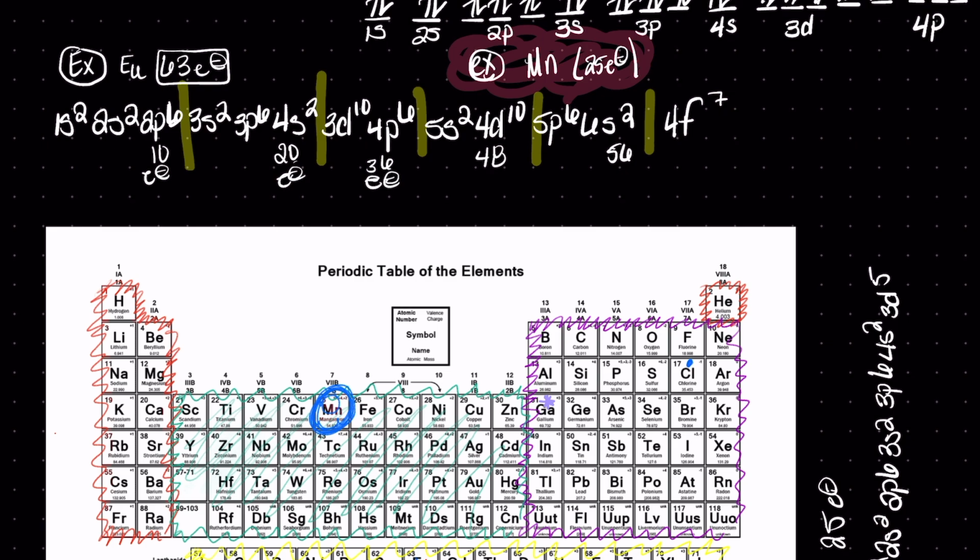It's in D block and it ends with D, because I got 2 plus 2 is 4, 4 plus 6 is 10, 10 plus 2 is 12, plus 6 is another 18, 19, 20, and 25. So there you go. That's a little tip and trick on how to build your electron configurations.